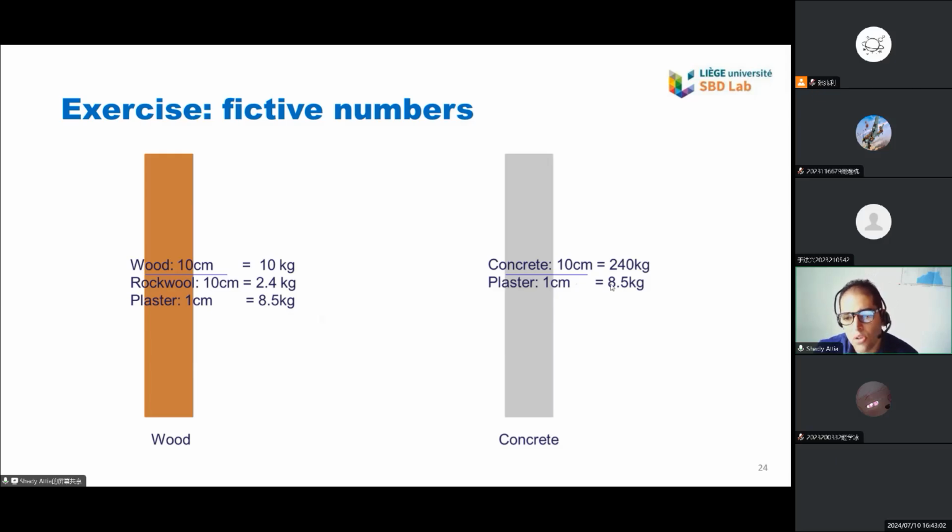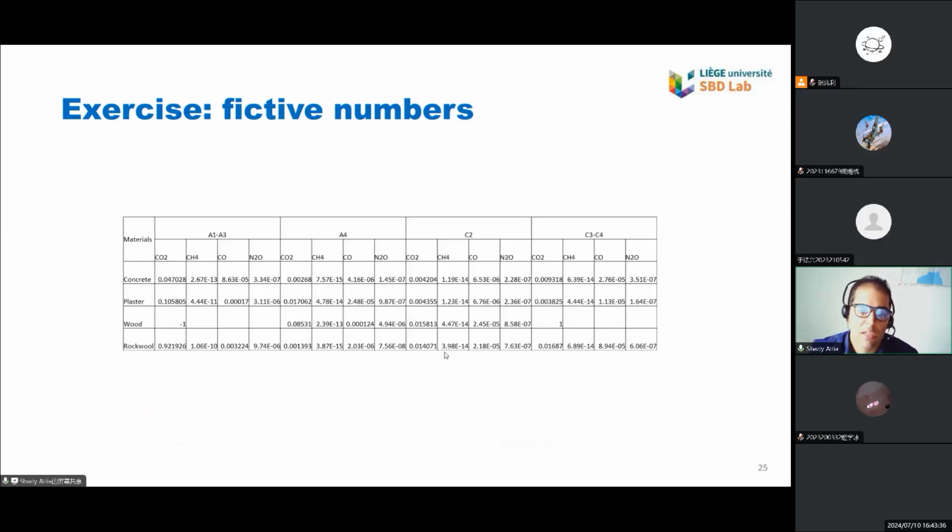And let's see the other side, the concrete. This is a wood wall, this is a concrete wall. For example, a prefabricated wall with concrete brick or cinder brick. So it will be 10 centimeters and the plaster 1 centimeter. You can see here the concrete is 240 kilograms, and the plaster is 8.5 kilograms. Now, the exercise is that I will ask you to calculate the greenhouse gas emissions for both walls, based on these quantities.